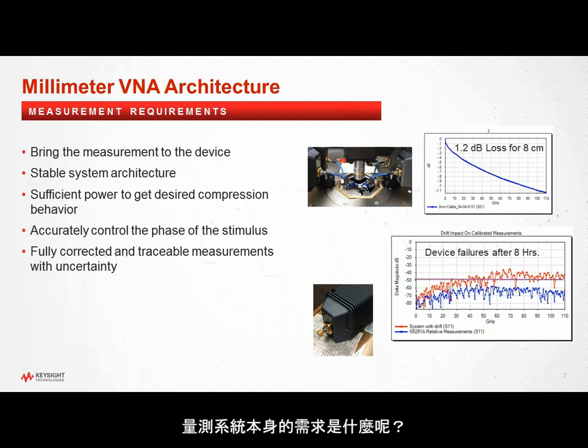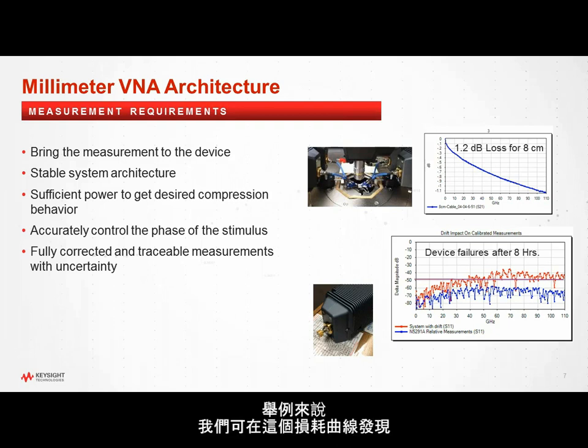So what are the requirements of the measurement systems themselves? If you look at the system, you want to be able to bring the measurement to the device. For instance, most architectures for vector network analyzers tend to have coaxial connectors right at the instrument plane. And in the case of millimeter wave measurements, you want to be able to bring that to the device under test.